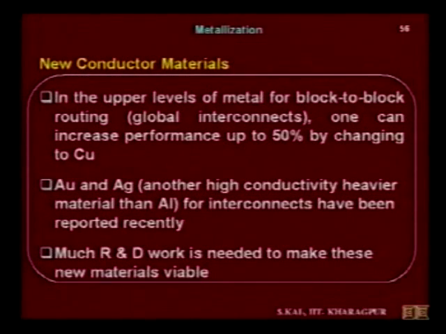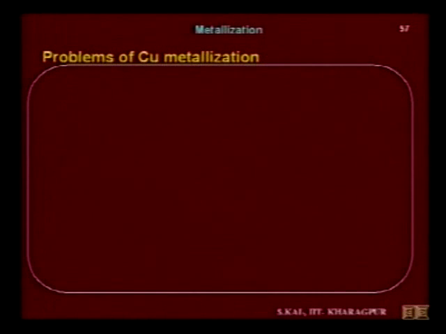So neither of these materials, copper or silver, has come into the process line of industry. It needs more R&D work. Now I will mention the problems of copper metallization. Why is it that for quite a long time it was not introduced in VLSI or ULSI metallization?